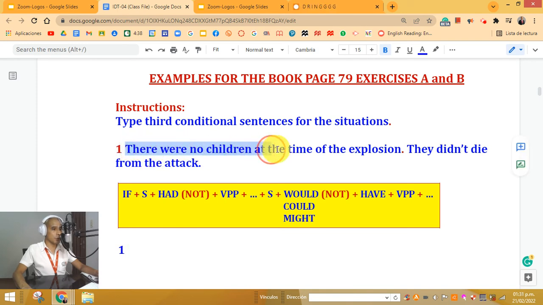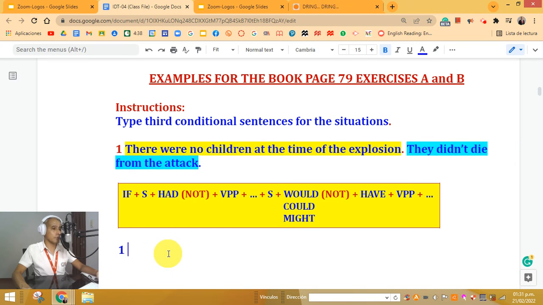There were no children at the time of the explosion. As I told you, we're going to use yellow, okay? And for the result clause, we're going to use light blue. So I'm going to highlight the if clause with yellow and the result clause with light blue. The first thing that I have to say is whether the if clause is in affirmative or negative form. If you can see here, it says there were no. So the word no is telling me that it's negative. So if it's negative, I have to turn it into a positive, affirmative form.